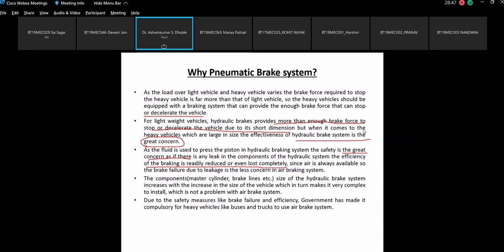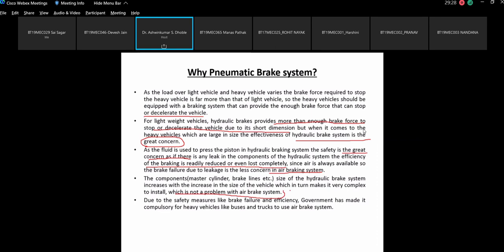Since air is always available, brake failure due to leakage is less of a concern in the air braking system. Please note that if at all there is any leakage of the air, that can always be compensated because air is abundantly available. The components, master cylinder, brake line, etc., of the hydraulic brake system increase in size with the increase in the size of the vehicle, which in turn makes it very complex to install, which is not a problem with the air brake system. So in the pneumatic system you don't have that problem, but you have to have a powerful engine so that it can drive the compressor.